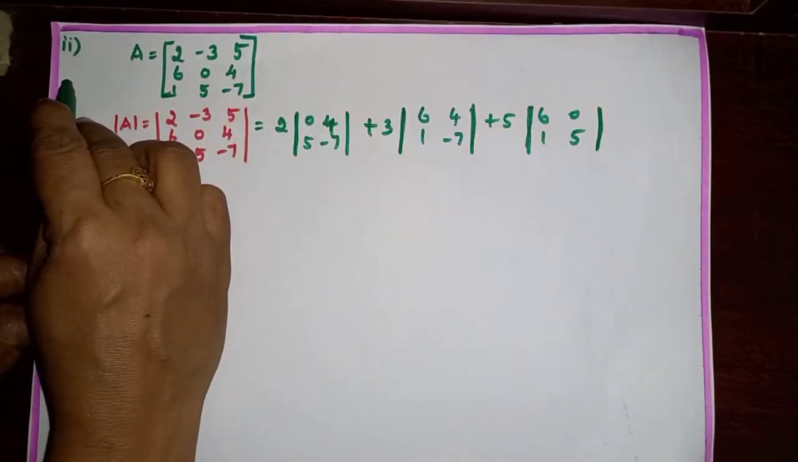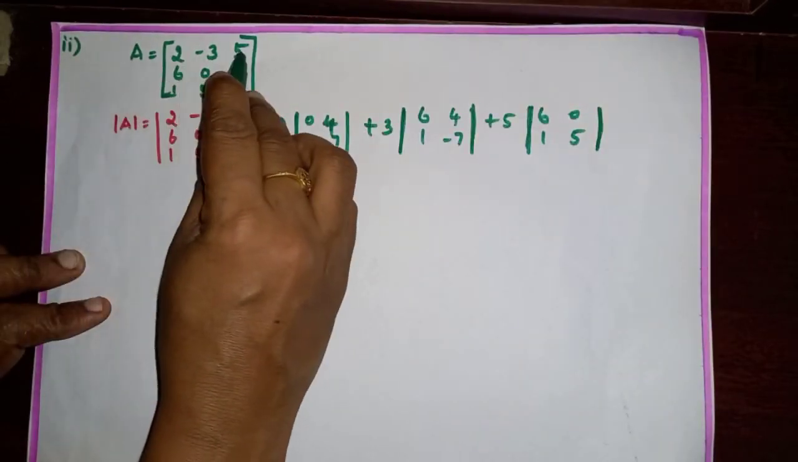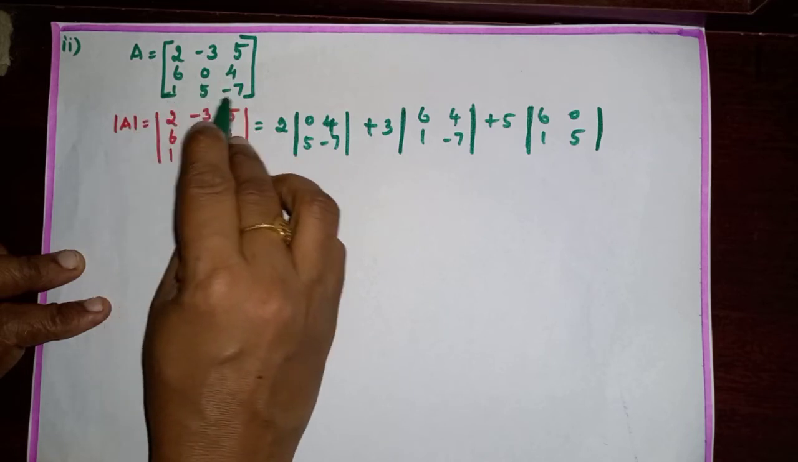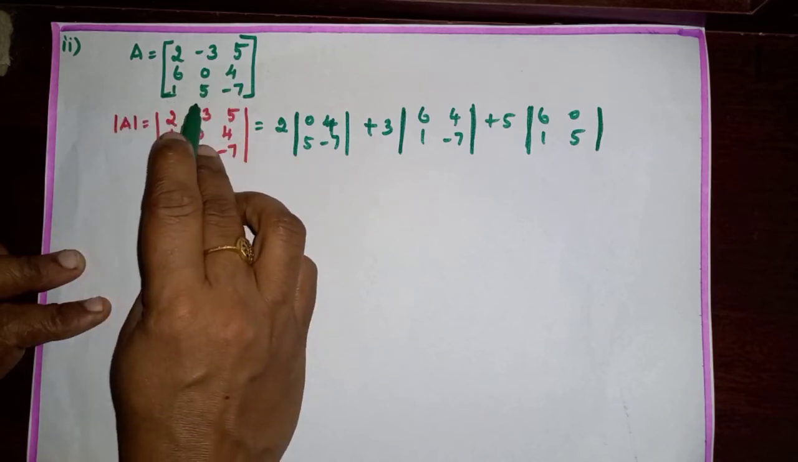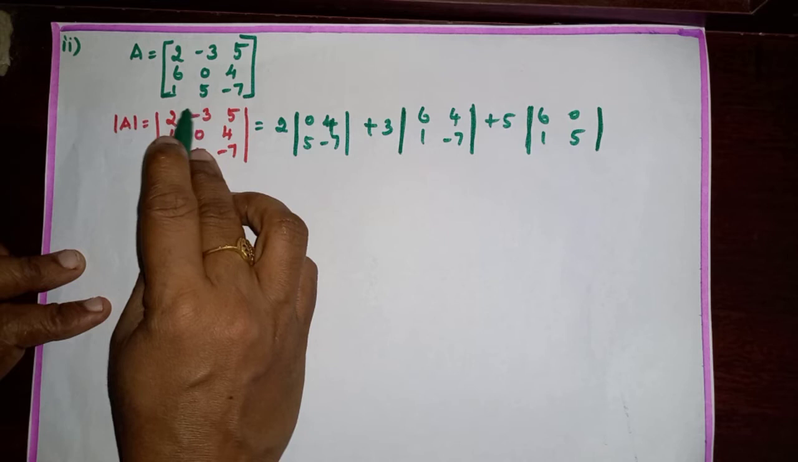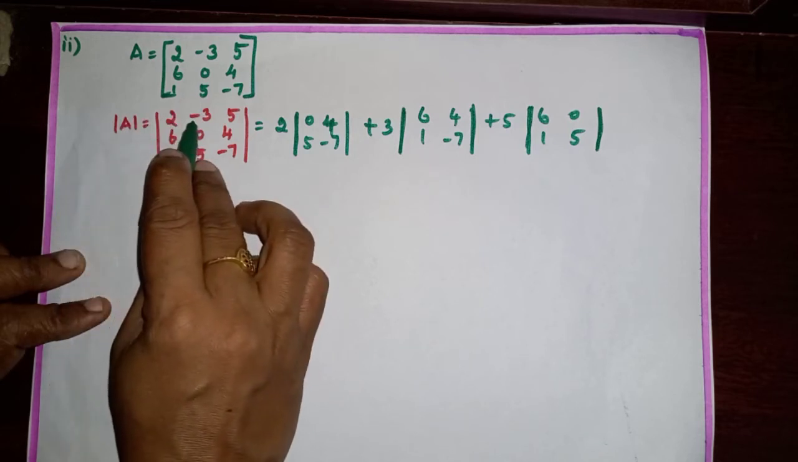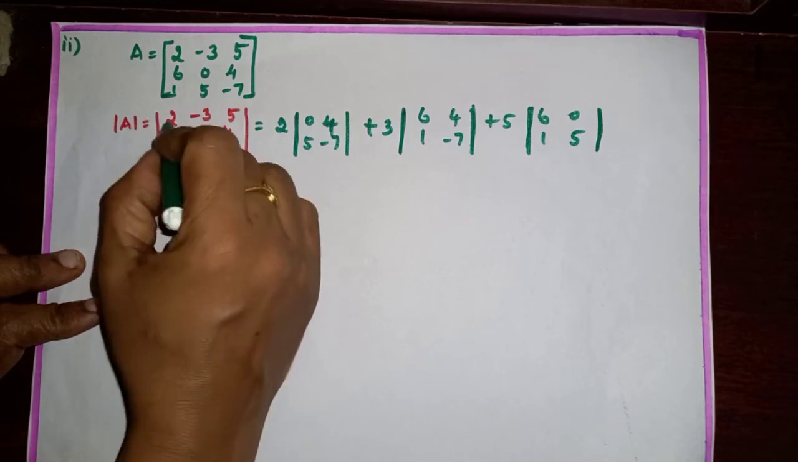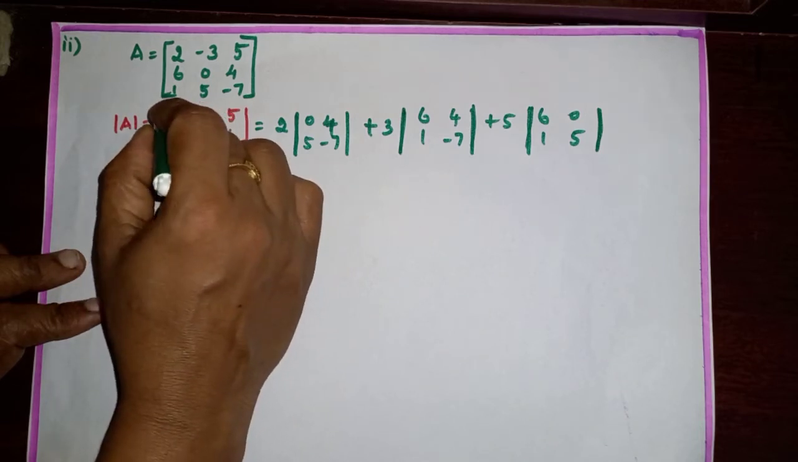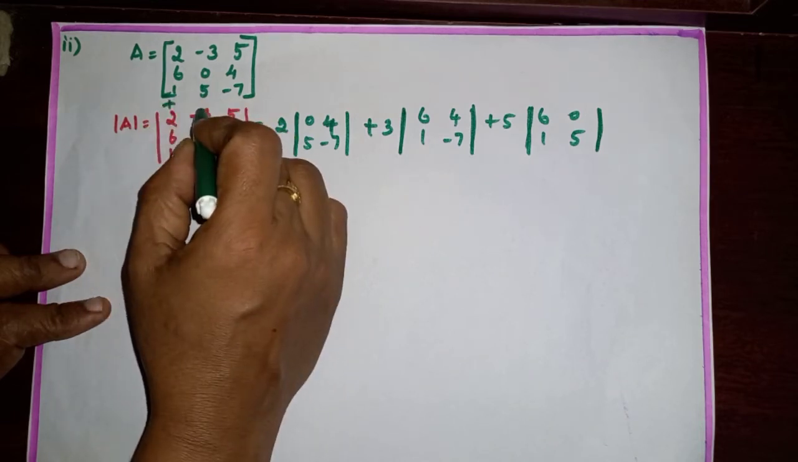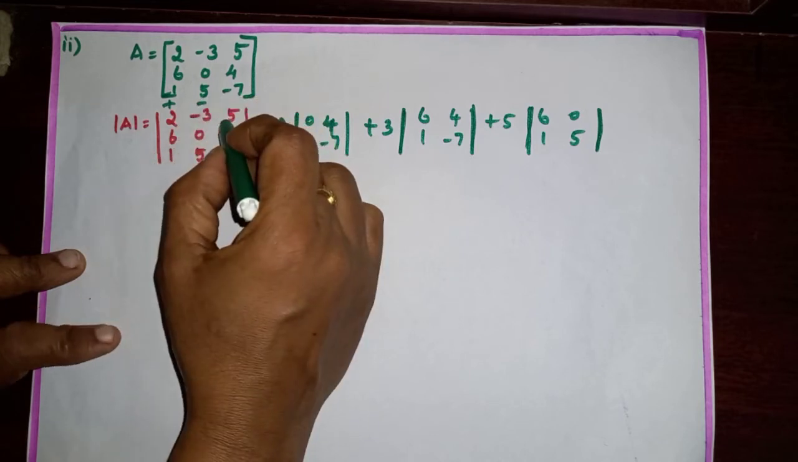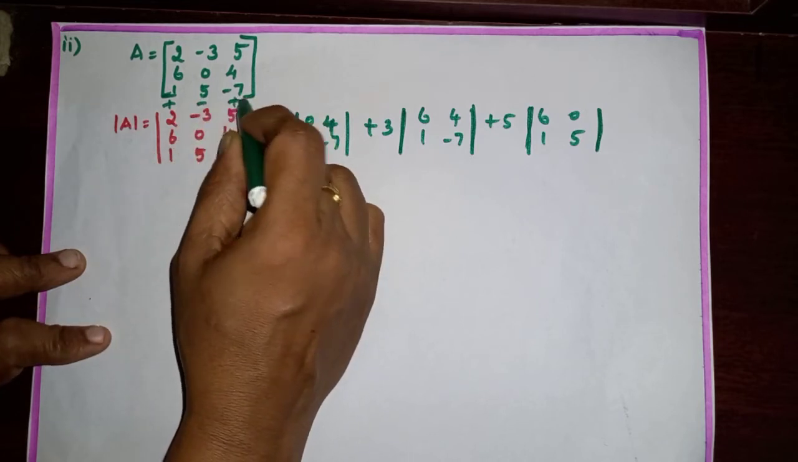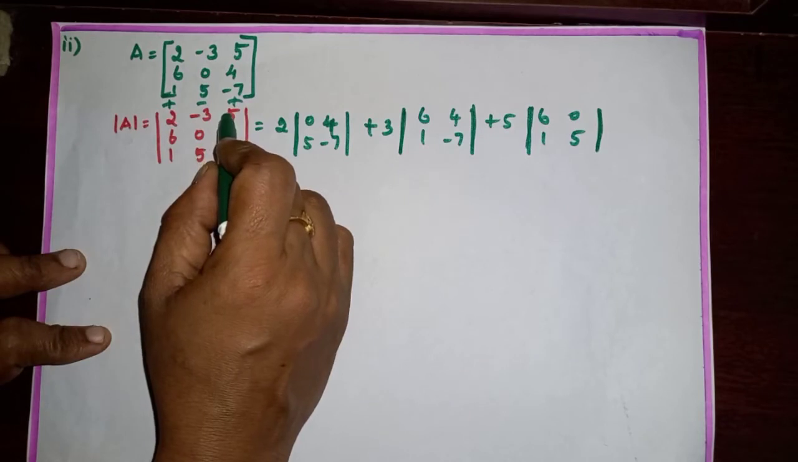Now second subdivision, A equal to 2 minus 3, 5, 6, 0, 4, 1, 5, minus 7. We are going to check whether it is singular or non-singular matrix. Determinant of A equal to 2 minus 3, 5, 6, 0, 4, 1, 5, minus 7. 2 is in A11, so positive. Minus 3 is in A12, so it is negative. 5 is in A13, so it is positive. Now I am going to expand along R1.